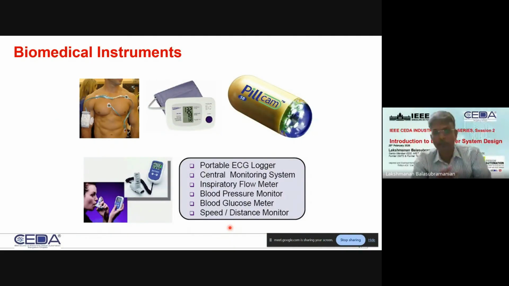Okay. This shows biomedical instruments. This could be very small equipment. Some of them could be implants, or some of them remain inside your body for a short period of time, but they have to wirelessly communicate, and then they get expelled safely. For example, a pill cam here. There are various such applications, or the BP monitor kind of things, which can be battery operated.